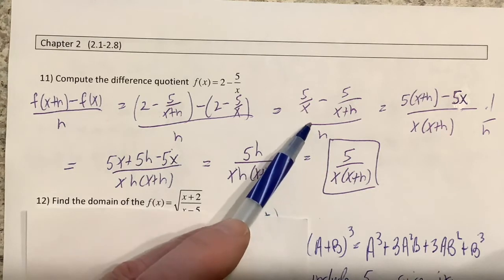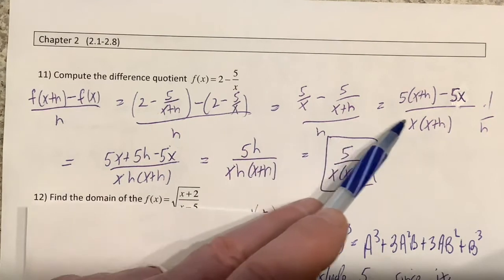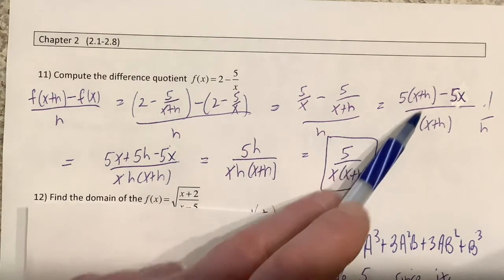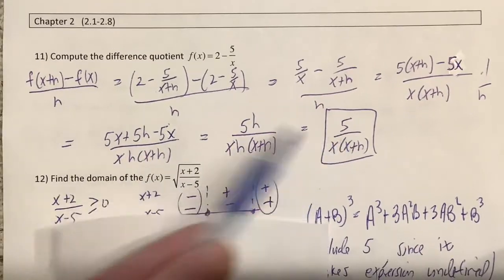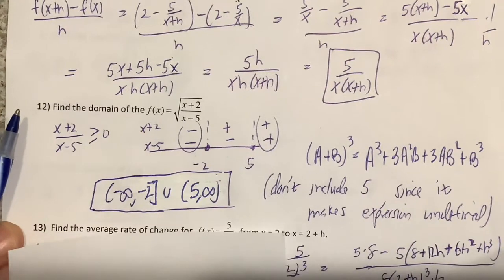So you get down to here, get your common denominator of x times x plus h. Anyway, you can multiply the top out, cancel the x's. Now you can cancel the h's, and you get down to there. Okay, this one's kind of hard.